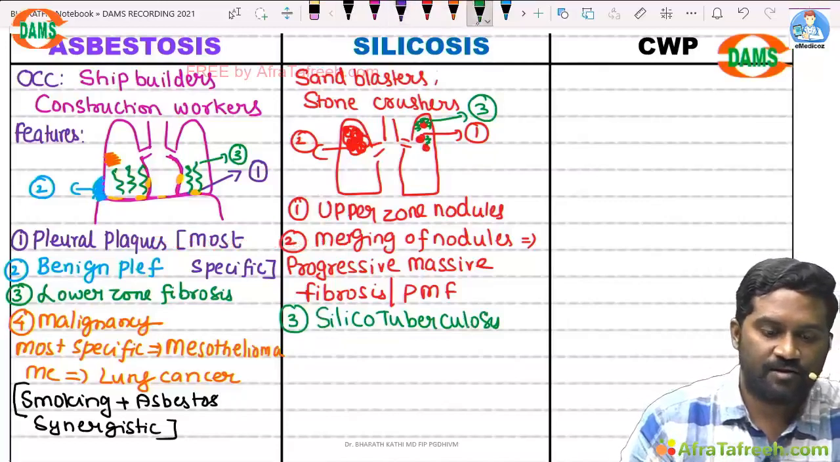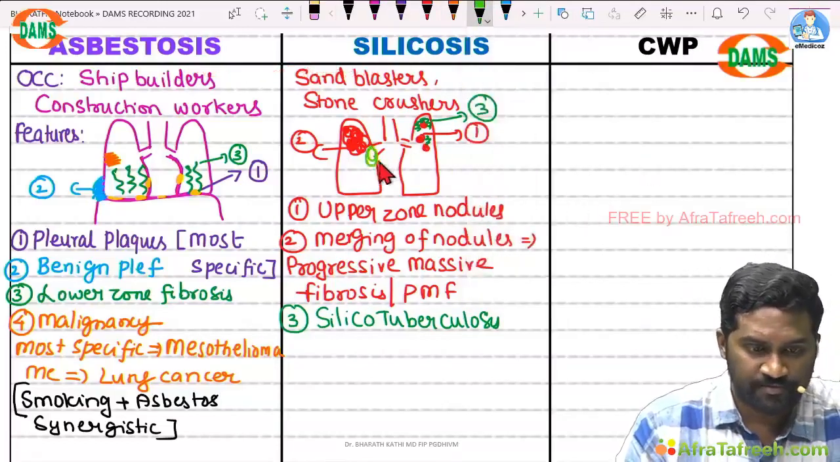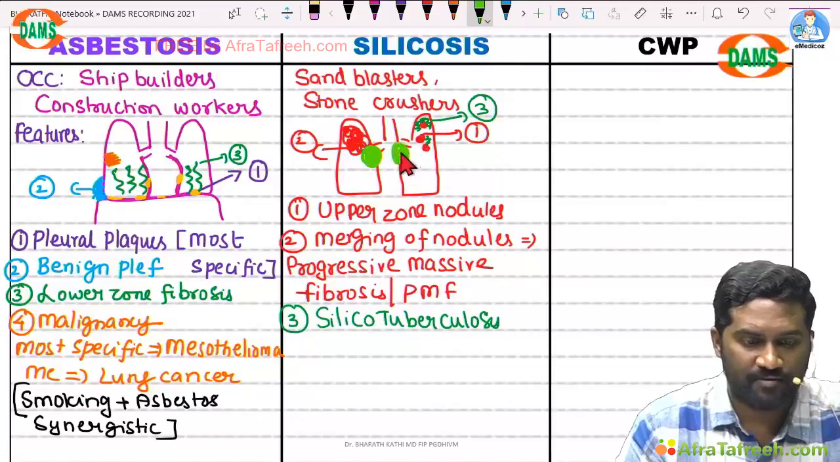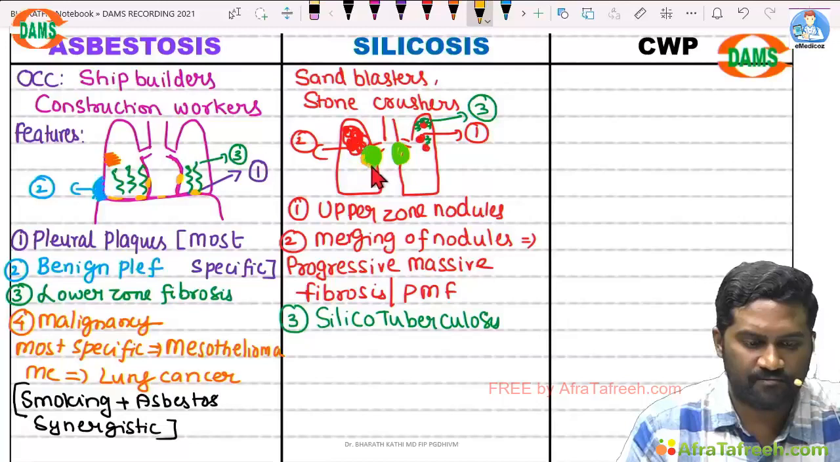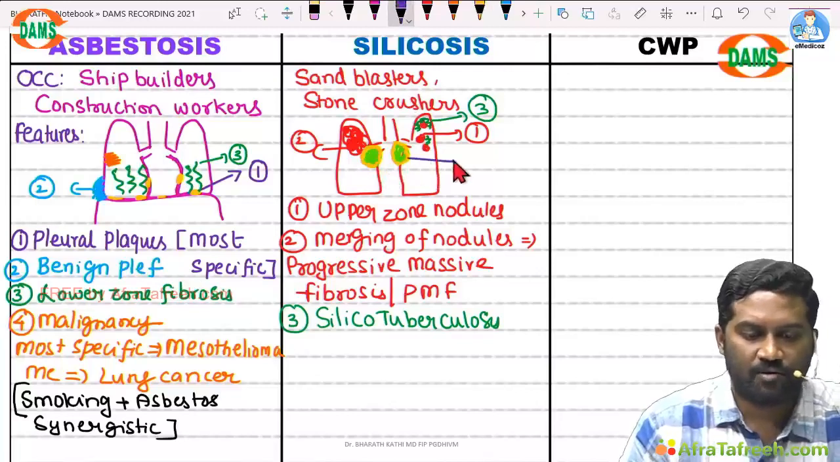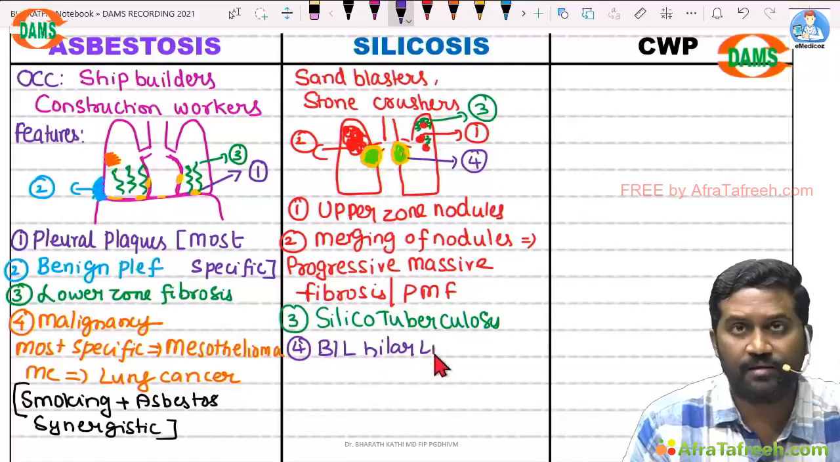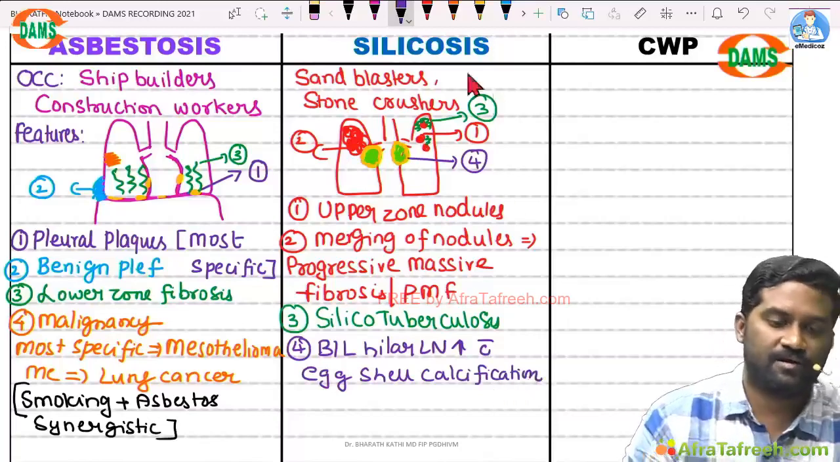Then there is a very important feature associated with silicosis. There will be bilateral hilar lymph node enlargement, and within these lymph nodes one can see calcification more in the periphery. This type of calcification is called as eggshell calcification. There is bilateral hilar lymph node enlargement with eggshell calcification. Now coming to coal workers pneumoconiosis.